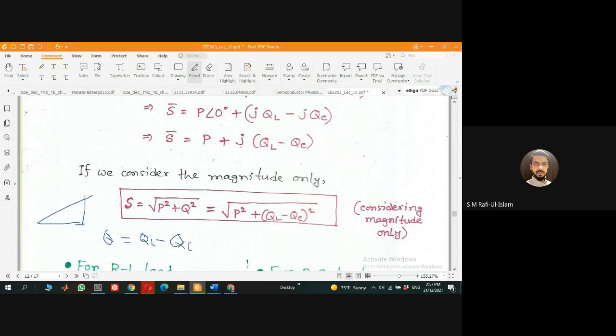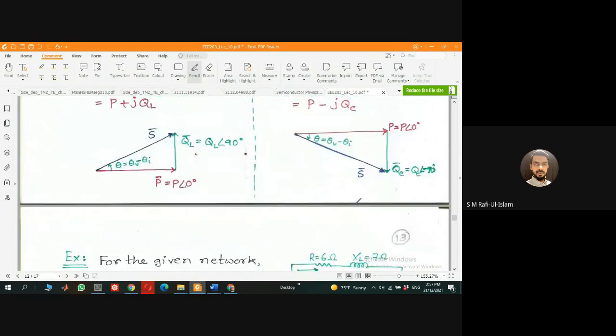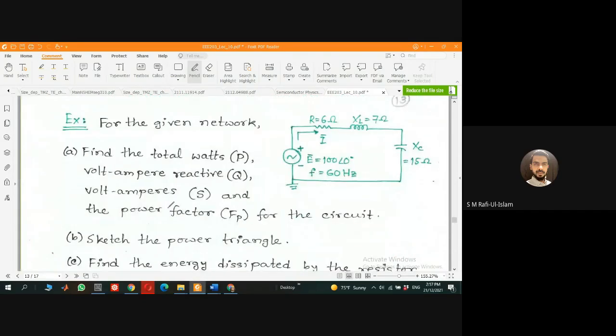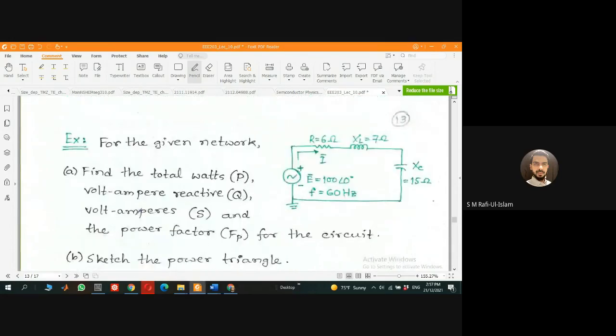If this value is actually positive, then it will behave like this, or otherwise it will actually behave like this. Here is an example that we will be solving. It's a very simple example, that's why I don't want to write. But if you want me to write, I can write as well.